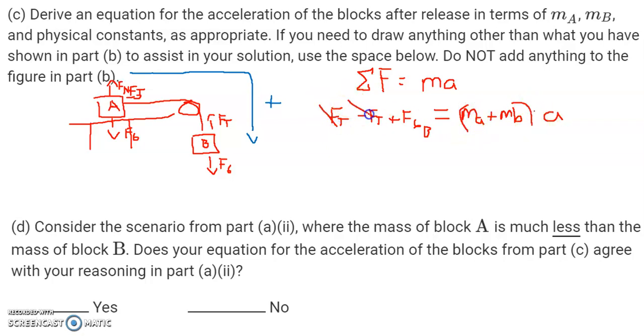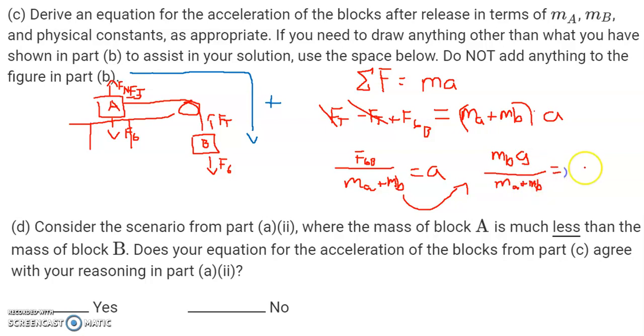Okay. The force tensions cancel out, so we're left with force of gravity B divided by mA plus mB equals our acceleration. And then we just break down force of gravity B into mass of B times g, all over mA plus mB, equals a. Okay, so here's our expression.